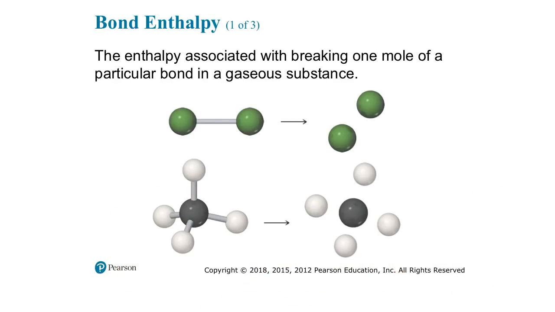Now, bond enthalpy is the energy associated with breaking bonds. So if you want to break this bond, it's going to take energy. So bond energies are always positive. It always takes energy to break bonds. There's a reason why the bond existed in the first place. So bond energies, or bond enthalpy, are always greater than 0. There's something holding those atoms together.